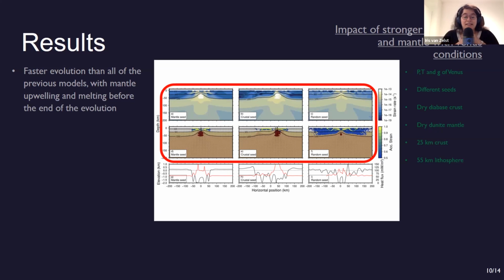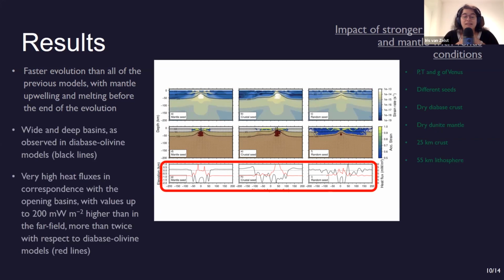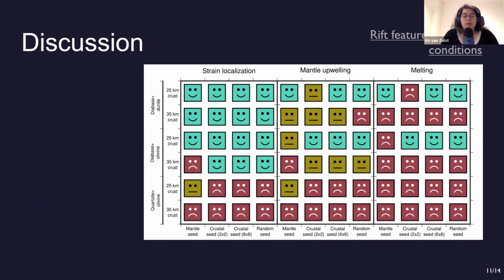And then in the next slide, you can see that there's actual topography being created, like wide and deep basins. This aligns with what we think of as rift topographies. And we see high heat fluxes corresponding with the opening of basins because you have this mantle upwelling. On the next slide, we can then discuss what is happening.